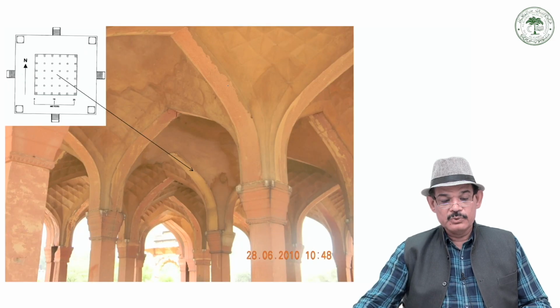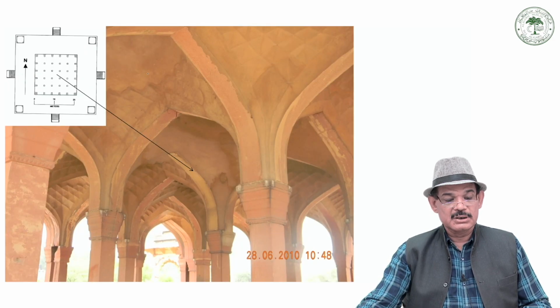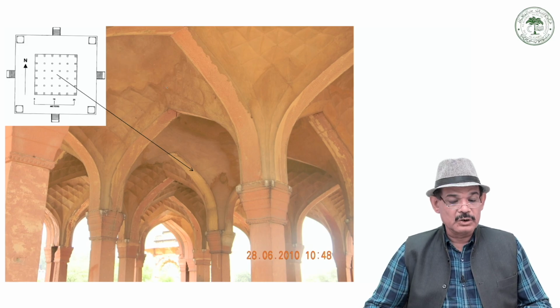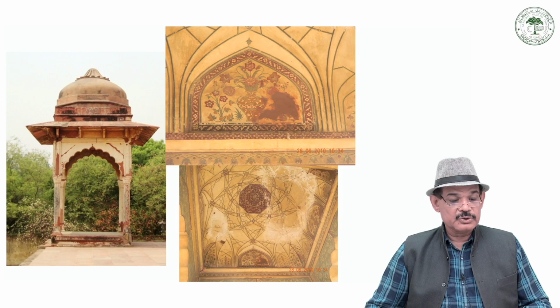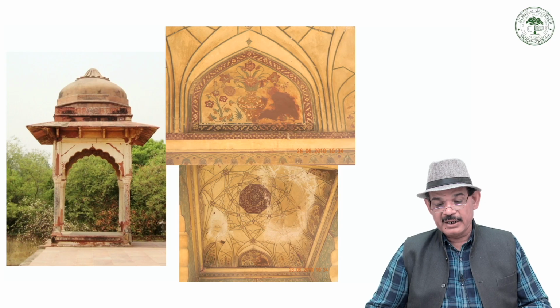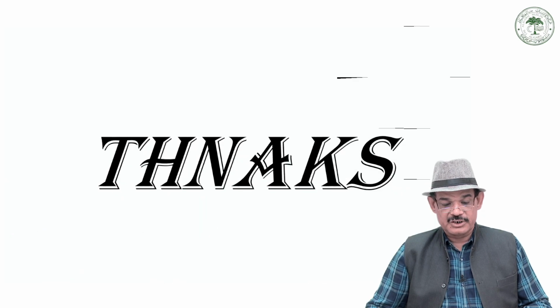This is an inner view, and here each square bay is surmounted by a concave ceiling, and these corner chhatris are painted, and their squinches and ceilings were highly painted with arch netting.